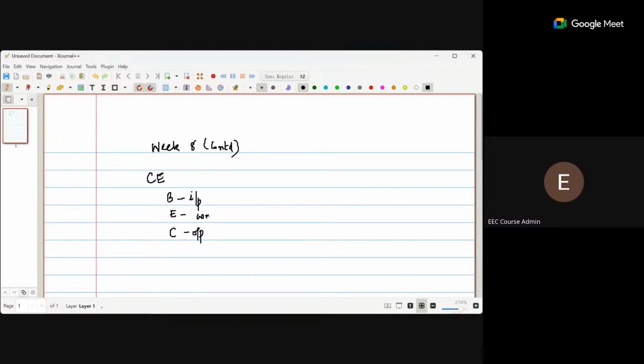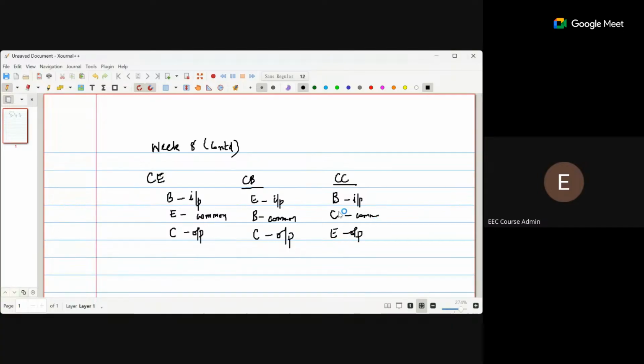Similarly, in common base, the base terminal is common between input and output, so it is to the emitter terminal the input is fed, and from the collector terminal the output is taken. And in common collector, the collector terminal is common, and to the base input is fed, and from the emitter the output is taken.